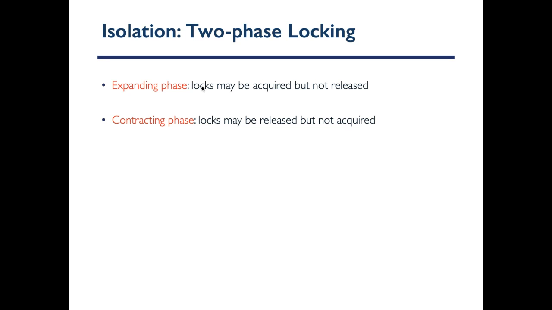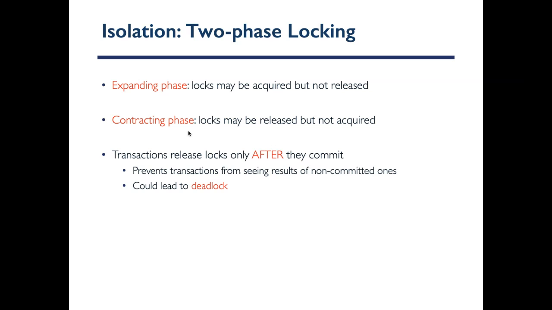You keep that, you acquire all the locks that you need, and once that is done, you do your updates, and then you start releasing your locks. So the first phase is called the expanding phase, and the second one is the contracting phase. During the expanding phase, you only acquire locks, you cannot release any lock. And during the contracting phase, you can only release locks. You cannot acquire any more locks. And you can easily see, if you analyze this, that this would indeed provide isolation as we want.